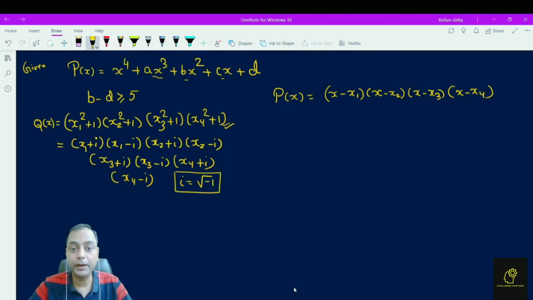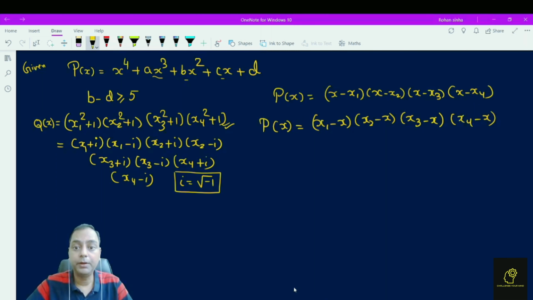Now we can also write P(x) as (x1 minus x)(x2 minus x)(x3 minus x)(x4 minus x), because x1 minus x is minus of (x minus x1) and this is minus of (x minus x2), so minus minus is plus, an even number of times. Now what about P(i)? P(i) is (x1 minus i)(x2 minus i)(x3 minus i)(x4 minus i).